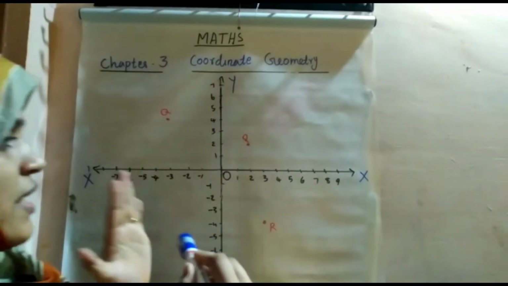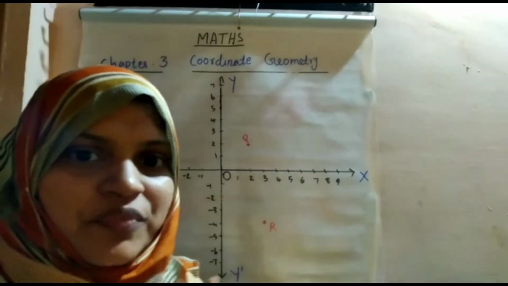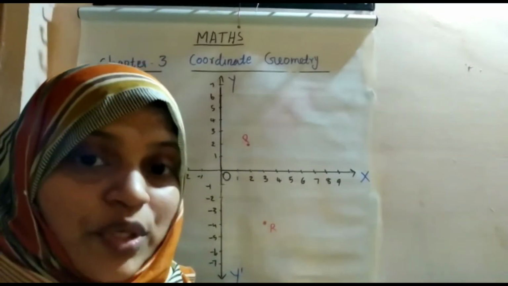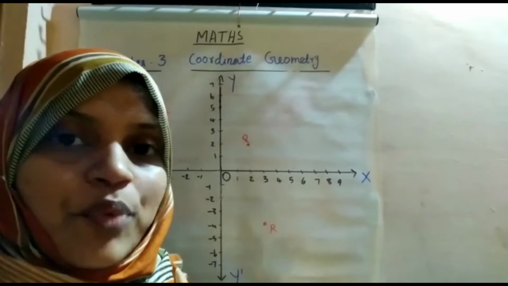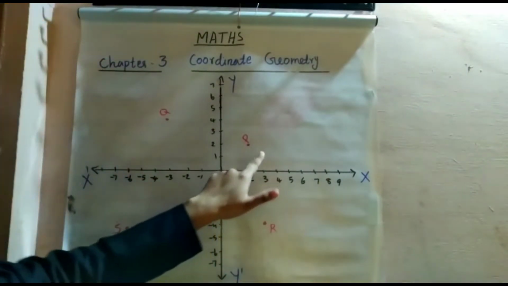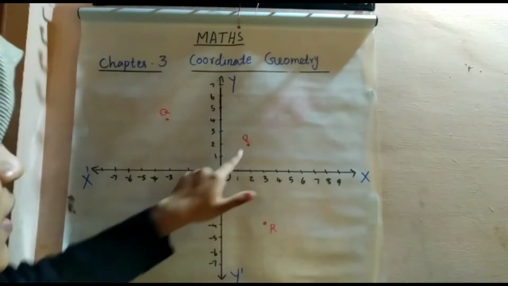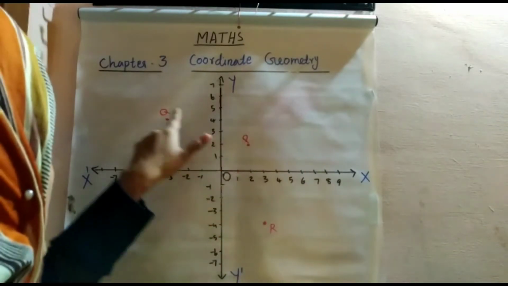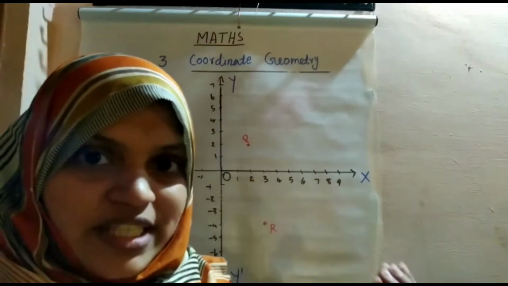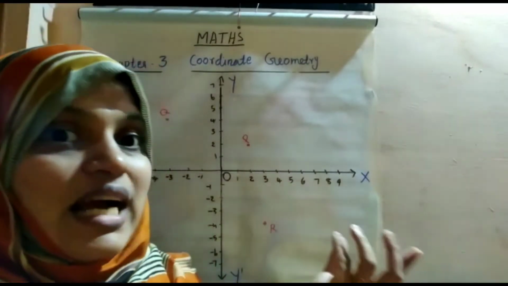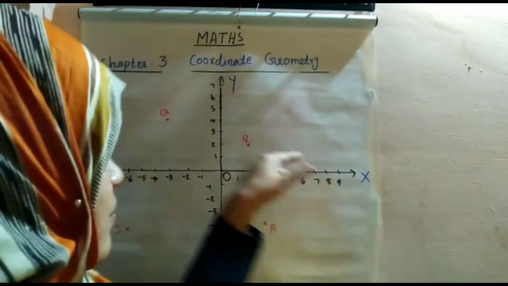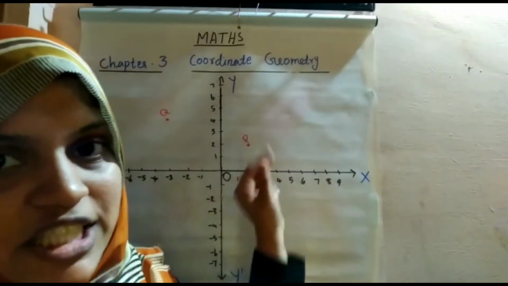See, what is our aim actually? To learn coordinate geometry, what is our aim? To locate the position of a point or an object in a plane. Okay, see here, 4 points in a plane P, Q, R, S. We need to find the location, the position of these 4 points in this Cartesian plane.